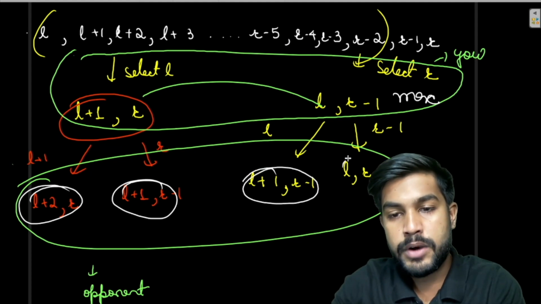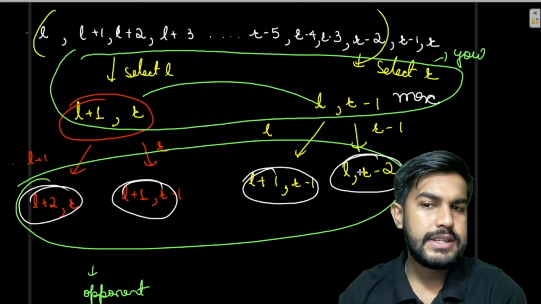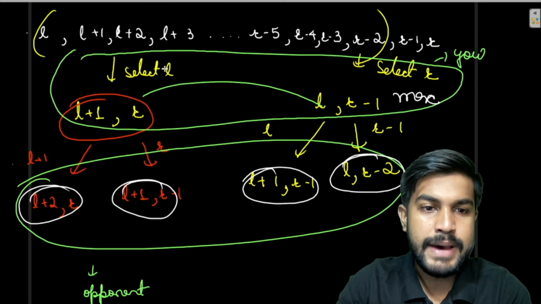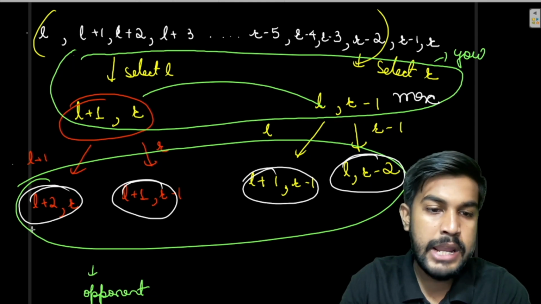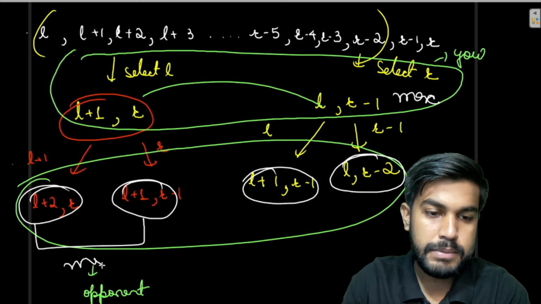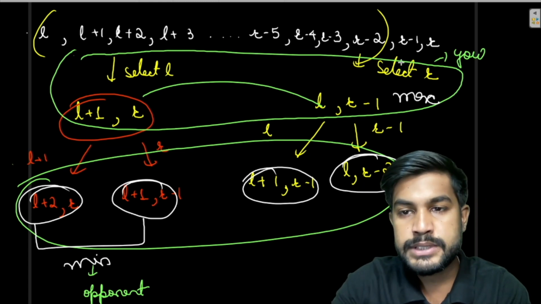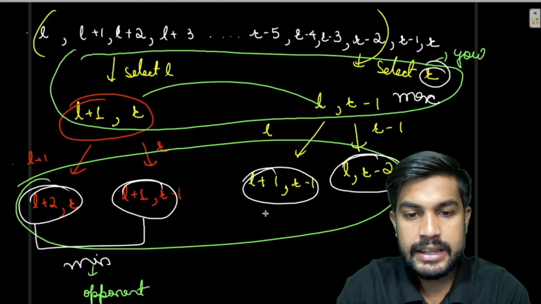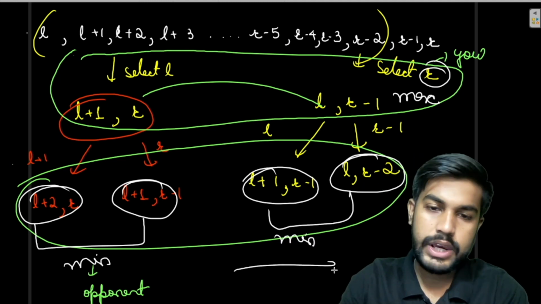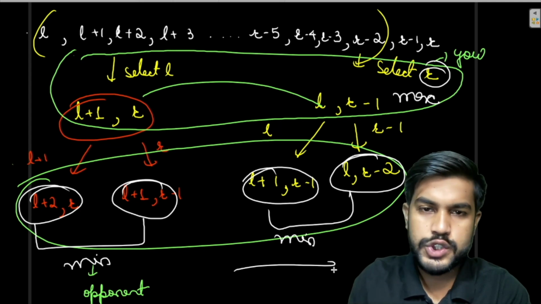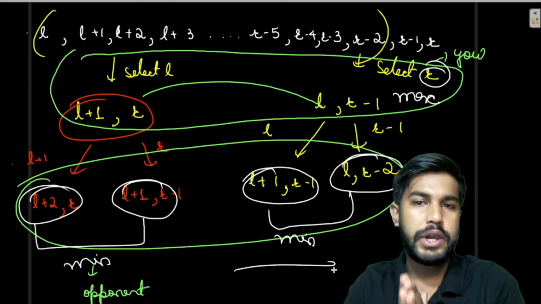So minimum of this. What I would do is, if I am selecting the maximum of L plus 1 and R, then the minimum of these two. Okay, minimum of these two. And if I'm selecting R, then the minimum of these two. Okay, this is what we were doing. Just remember this, and then we would be going back.